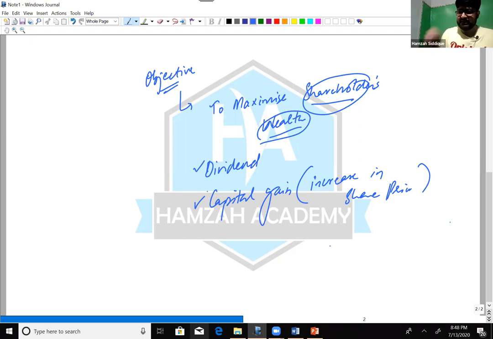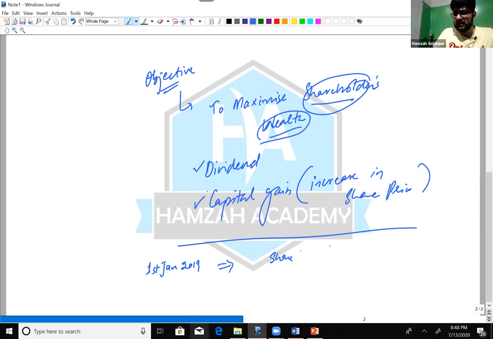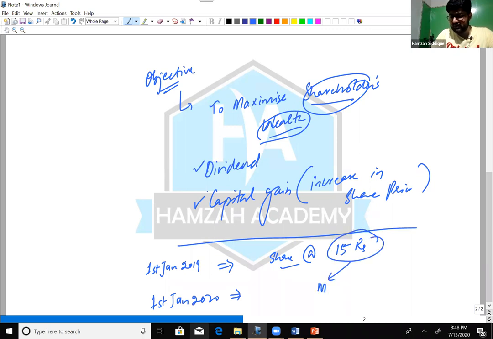For example, let us learn it by an example. A person purchased a share on 1st Jan 2019 at a price of 15 rupees. This was the market price of the share. Now it is 1st Jan 2020. The same share has a market price now of 18 rupees.